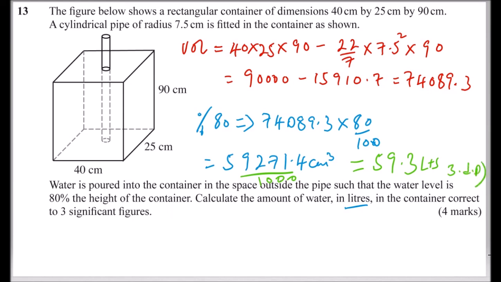So that's how you work that out, and you get 4 marks. Let's see the distribution of marks. You get 1 mark there, for getting the difference in volume you get another mark, for getting 80% you get 1 mark, for converting to liters you get a mark, and finally you get a mark for getting the answer to 3 significant figures. So that's how your marks will be awarded.